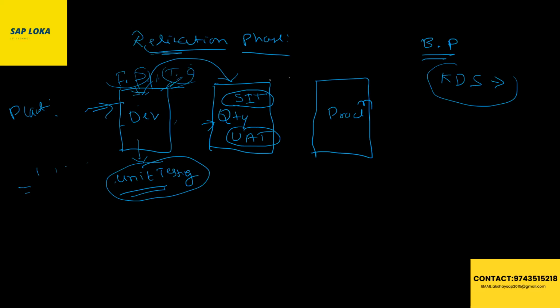But in the realization phase, we'll do only SIT, system integration testing. System integration testing means it's cross-module testing. So MM and FI integration, right? How it is hitting different modules. So we'll do different cross-module testing. What exactly testing we are doing, we'll see in detail. So here again, two testings will be done. UAT again means user acceptance testing.